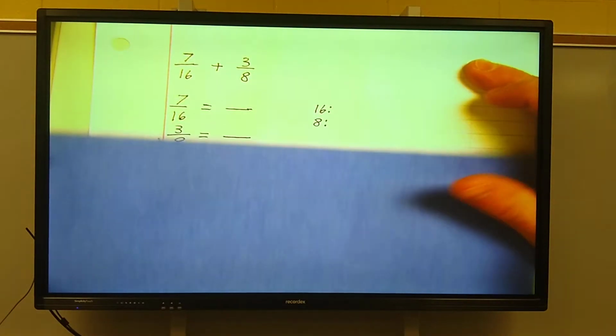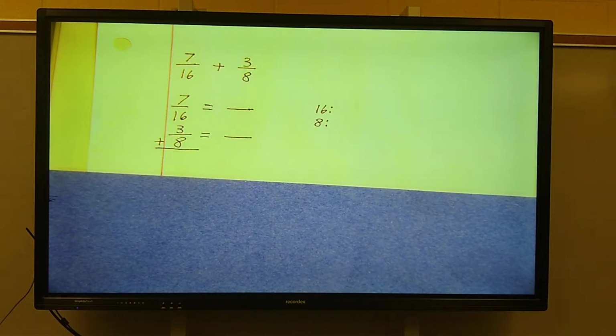Little fifth graders, add those fractions. Pause the video and add those two fractions. Do your best. Let's see if you remember from yesterday. Pause the video. All right, let's see how bad you did.